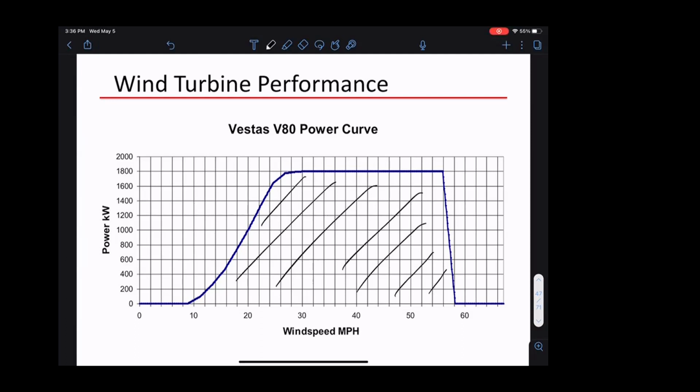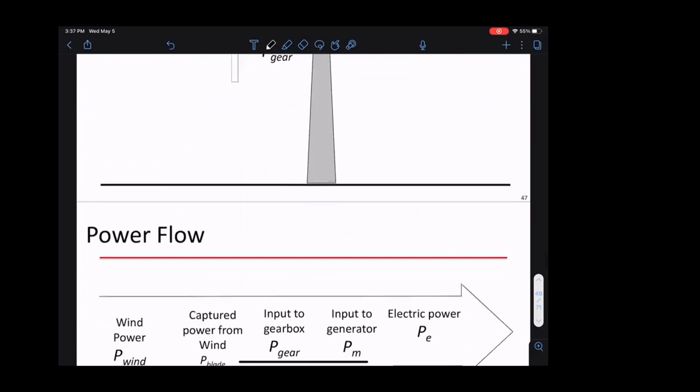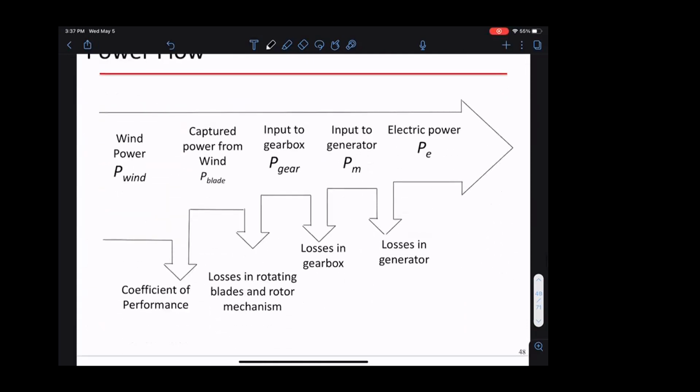Then if you look at the conversion to electric power, basically we have some CP, going from wind power to the power in the blades. Of course, we have to go through many conversion stages to get electric power. The blade has to go to the gearbox. That's the mechanical power that has to turn the generator. Then we eventually get the electric power output. So there's some loss in each of these stages.